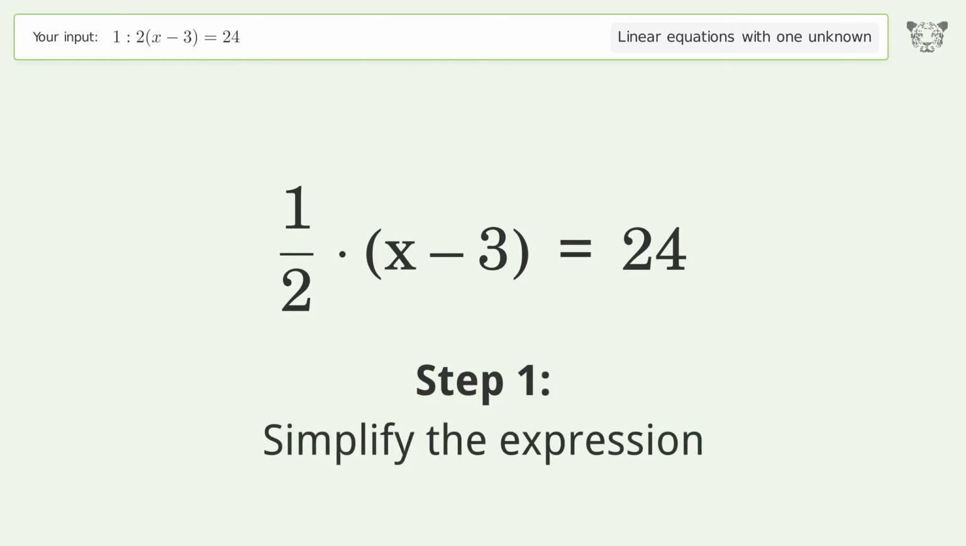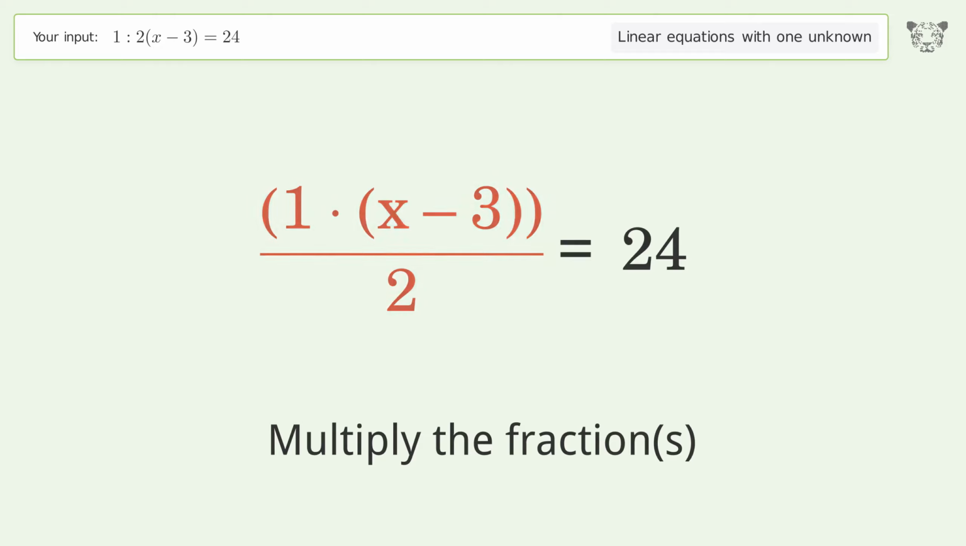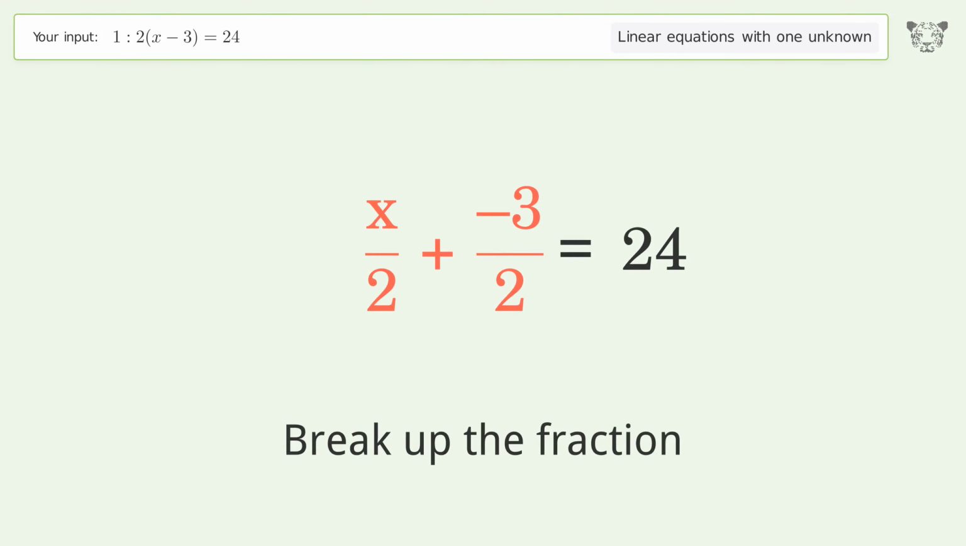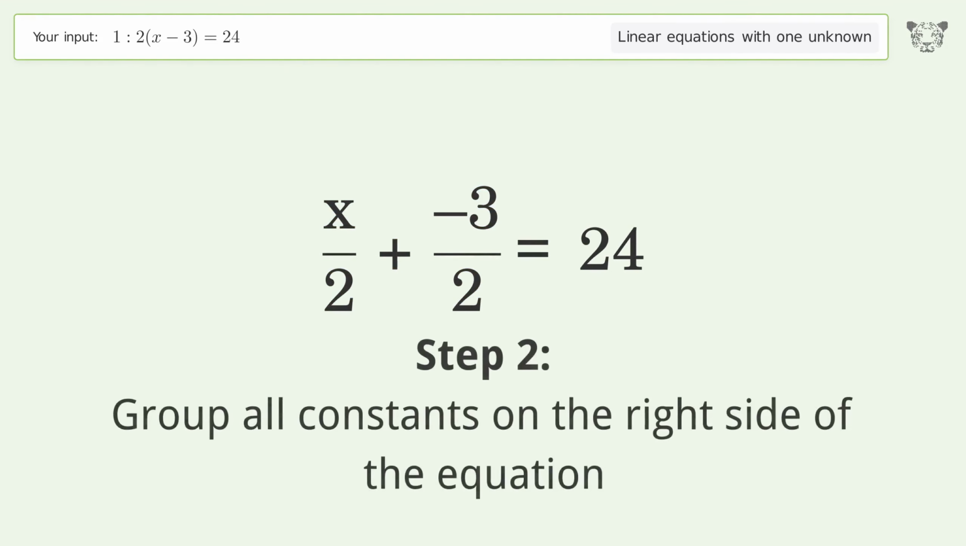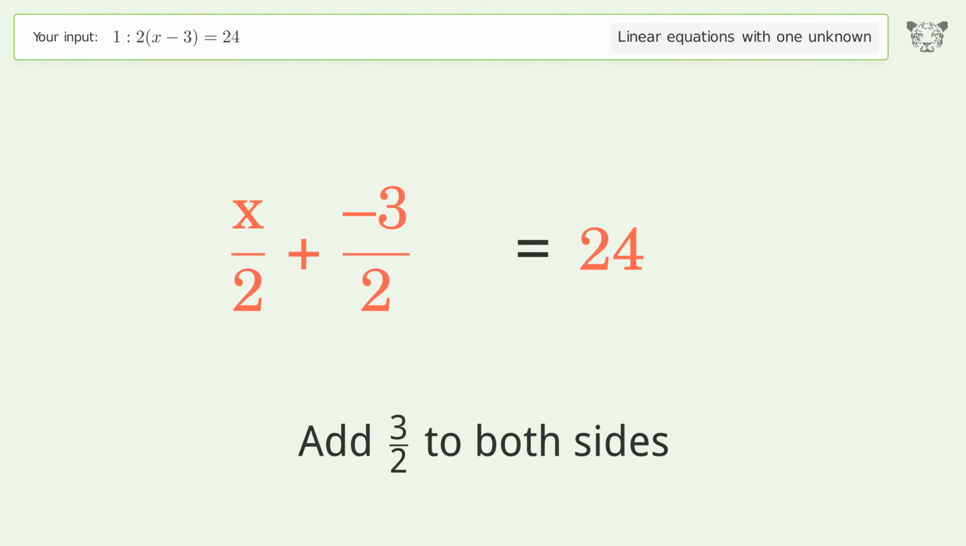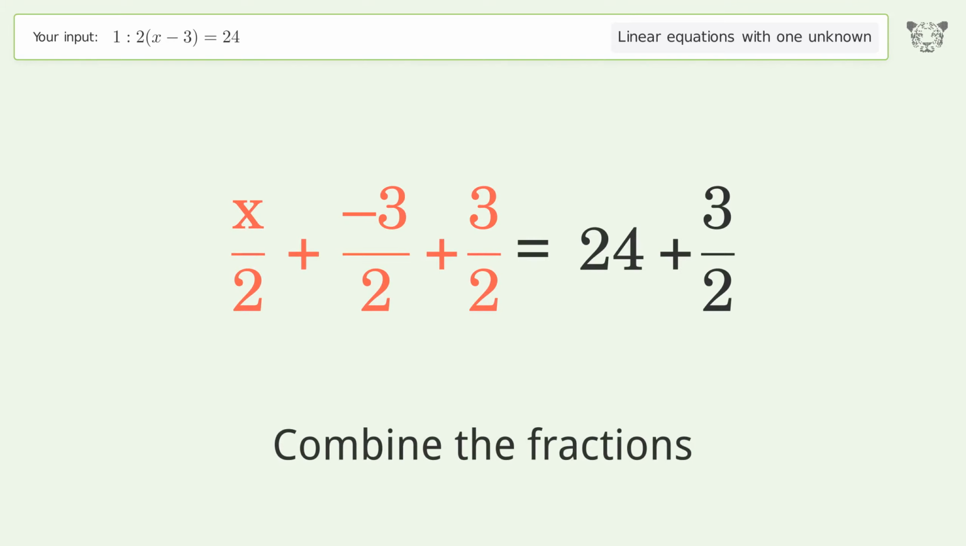Simplify the expression. Multiply the fractions. Break up the fraction. Group all constants on the right side of the equation. Add 3/2 to both sides. Combine the fractions.